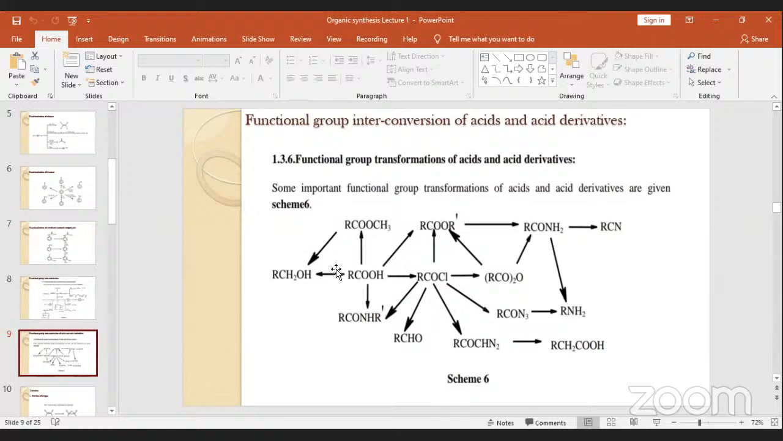So once you have the corresponding carboxylic acid, it can be bought or it can be made also. This carboxylic acid, see how many derivatives you can prepare from it. You can prepare ester. You can reduce it to alcohol. And this ester also can be reduced to alcohol, primary alcohol.